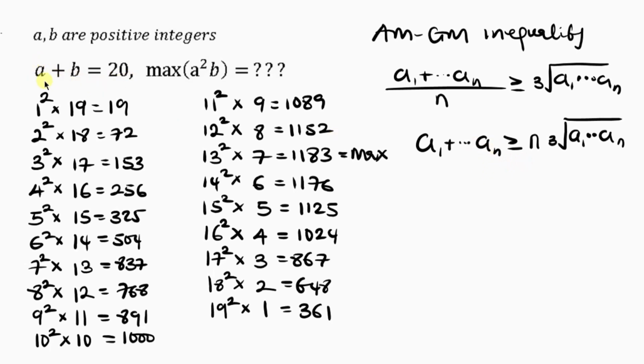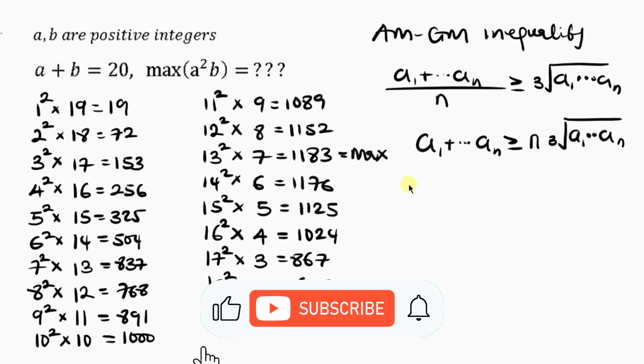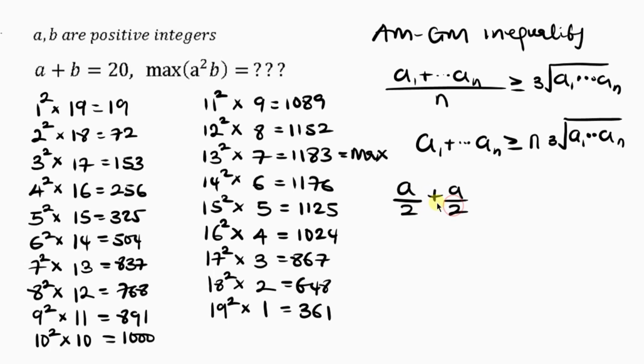I can split this a into a over 2 plus a over 2. So a over 2 plus a over 2 is going to give me a, plus b. So let's write plus b. This is equal to 20 as given in the question. So these are our terms: first term, second term, and third term. So the sum of the arithmetic mean, which is this, we got 20. So I'm going to be substituting 20 here. So put 20 there, greater than or equal to n.